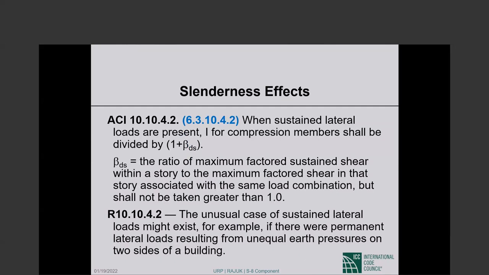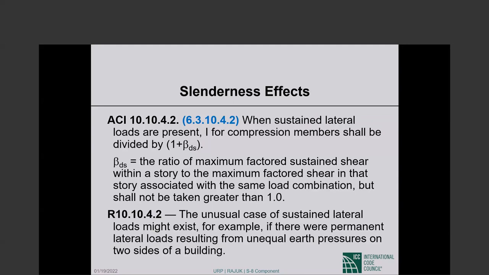Anyway, when sustained lateral loads are present, sustained lateral loads, that itself is pretty uncommon. Lateral loads are typically due to the two big ones, wind and earthquakes. Both are transient. They do not stay in place. They are not sustained. The sustained lateral load, the only one you can readily think of is earth pressure.